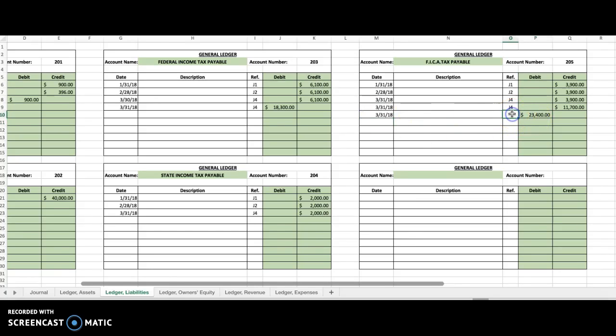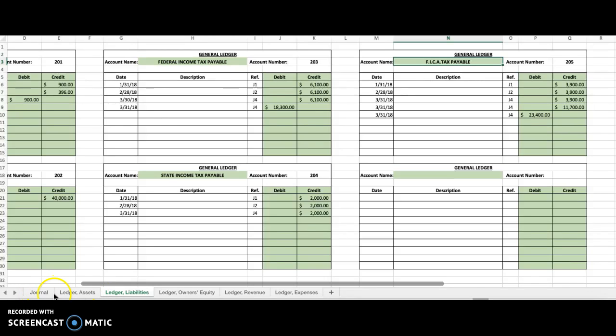23,400 came from journal page 4. Okay, we've already put the 205 back in the journal. So we've paid the whole thing. We added all this up, came to 23,400. I paid it. Now the balance of this account, FICA tax payable, is 0.